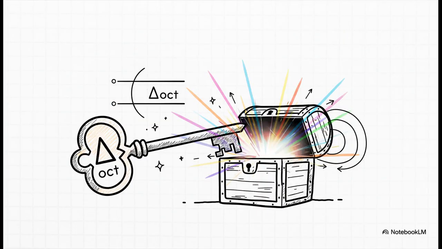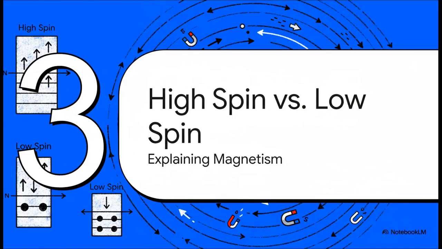And that energy gap right there, the space between those 2 new levels, has a name. It's called the crystal field splitting, or for short, delta oct. And I'm telling you, this one value, the size of that gap, is the absolute key. It's going to unlock everything for us. So let's move on and see exactly how this energy gap explains the whole magnetism mystery.